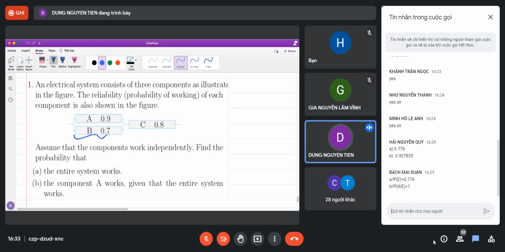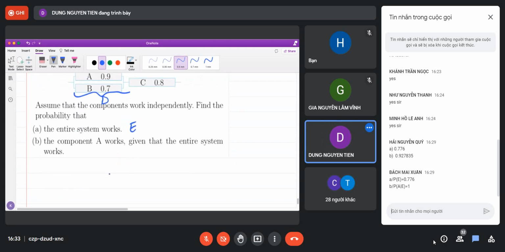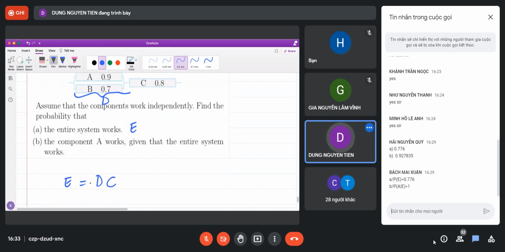Well, let's say this is D, and this is C. Suppose that A is the event that the entire system works. Then A is simply D and C, correct? So in question A, you want to find the probability of A, which is the probability of DC. That's all clear.